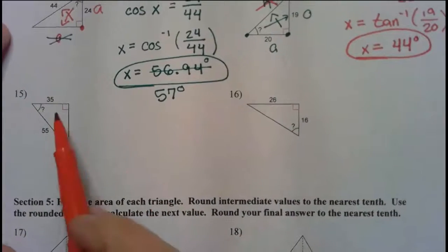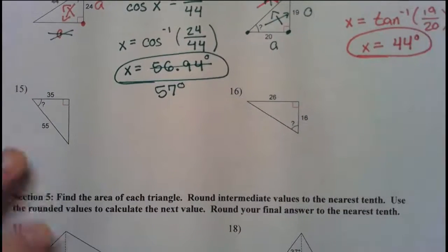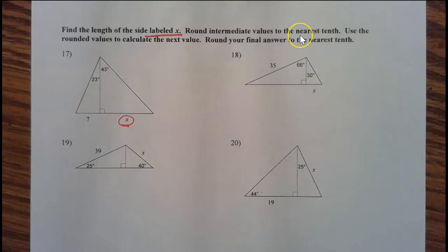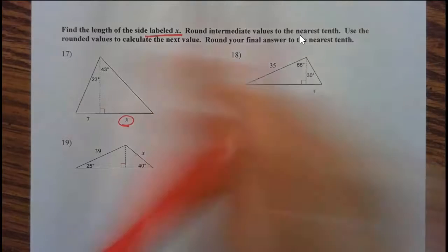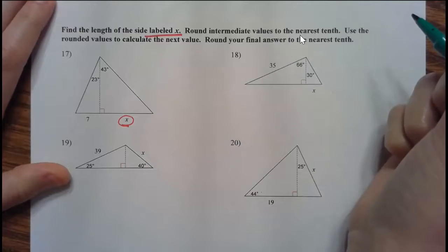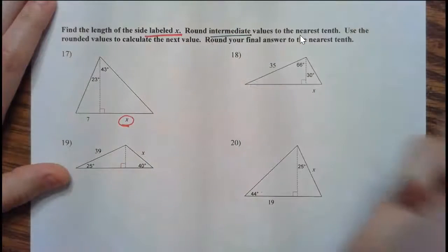Once again, if you want to see 15 and 16, I'll work those out on the paper and upload it. Section 5. Okay, this is section 5. Find the length of the side labeled x, round intermediate values to nearest tenth, and then use that to calculate the next value. So basically, intermediate means the step in between.